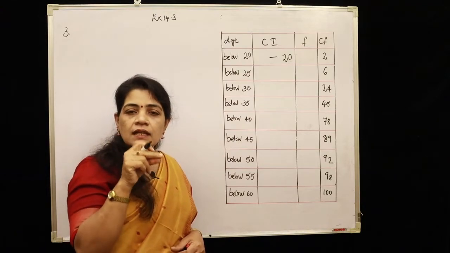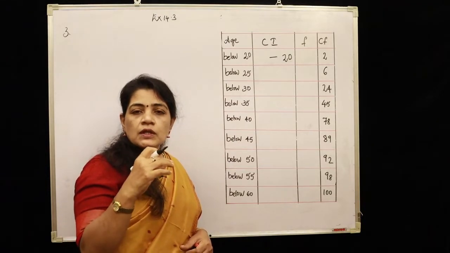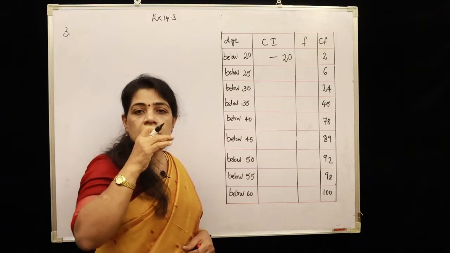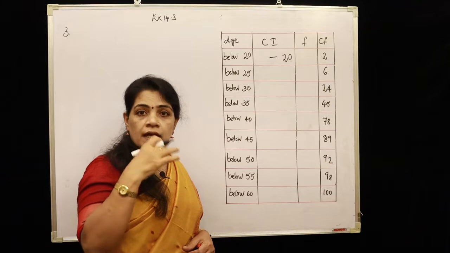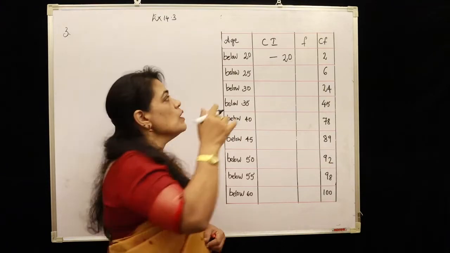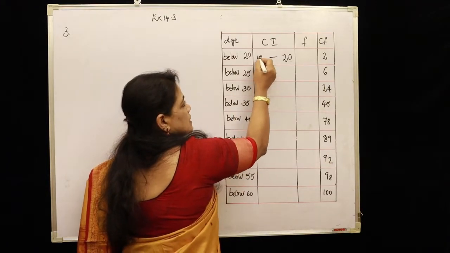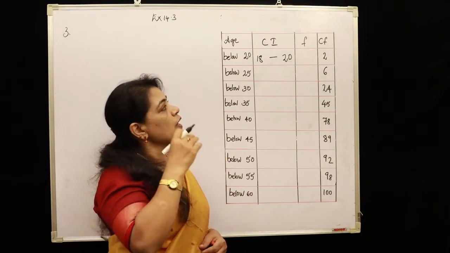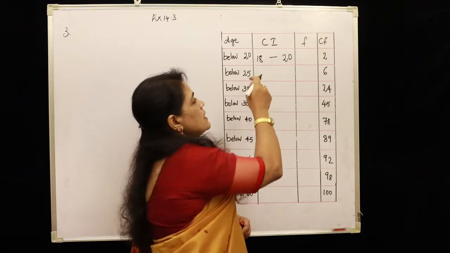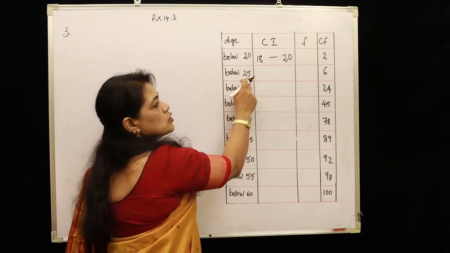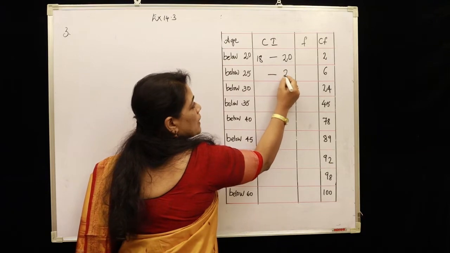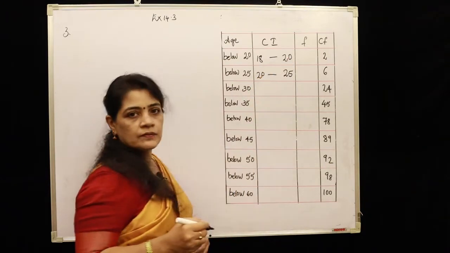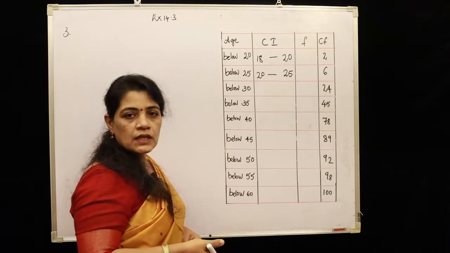Since the policies are given to persons above 18, we are talking about people who have already completed 18 years. So we can write here 18, age bar from 18 to 60. So the first class is 18 to 20, and for the second class interval, this 25 is the upper limit and this 20 is the lower limit, so that we can complete all the class intervals.